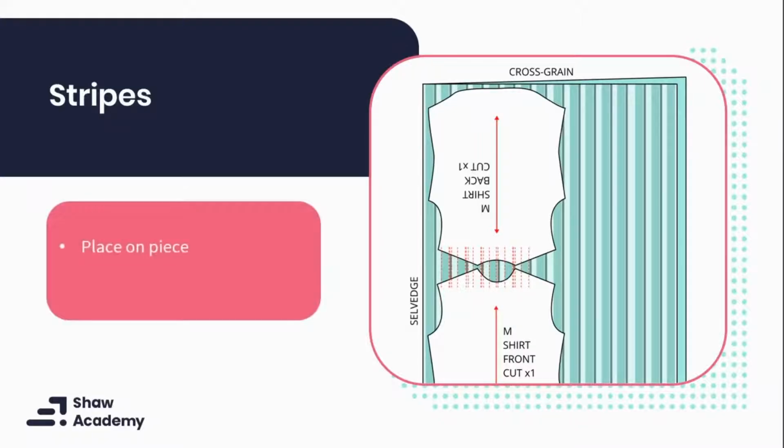Place one pattern piece like a bodice on the fabric and pin it to the fabric, making sure that it is on the correct grain line. Mark the stripe position on the other pattern pieces that are joined with the first piece, and use these marks to determine the layout of the pattern pieces.